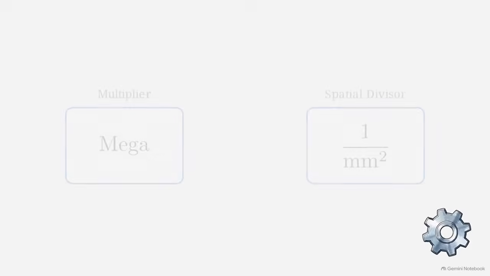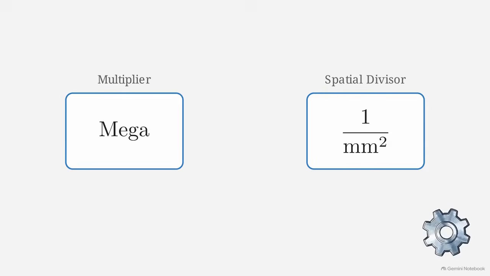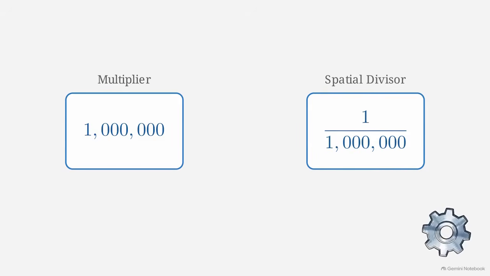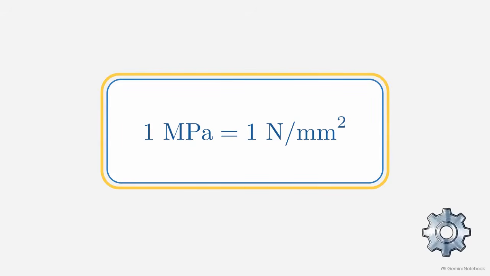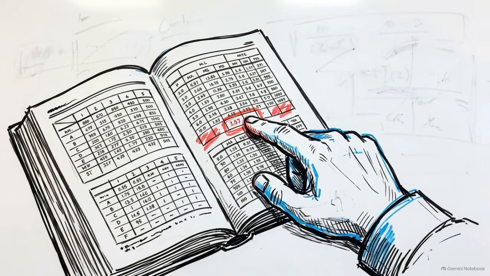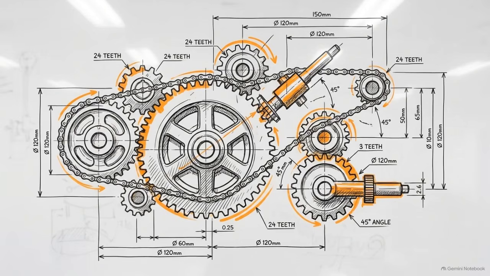Now, remember that mega also deals with a factor of 1 million. Because these two values, the mega and the square millimeters, both involve a factor of 1 million in opposite ways, they cancel each other out. This means 1 megapascal is exactly equal to 1 Newton per square millimeter. This relationship is incredibly practical. It means you can take a material strength from a textbook and apply it directly to your millimeter scale drawings without any conversion math at all.